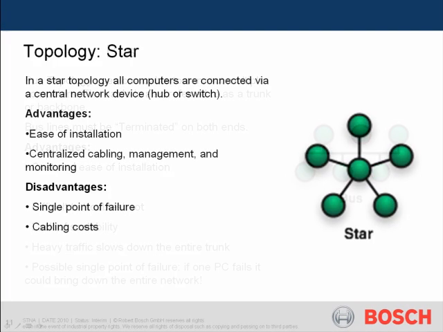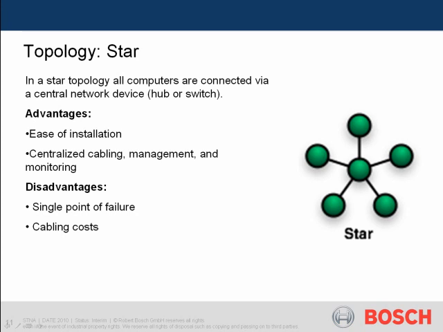The next topology we want to talk about is a star topology. In a star topology, all the computers are connected to a central device, such as a switch. The advantages: easy to install, centralized cable management, and monitoring.